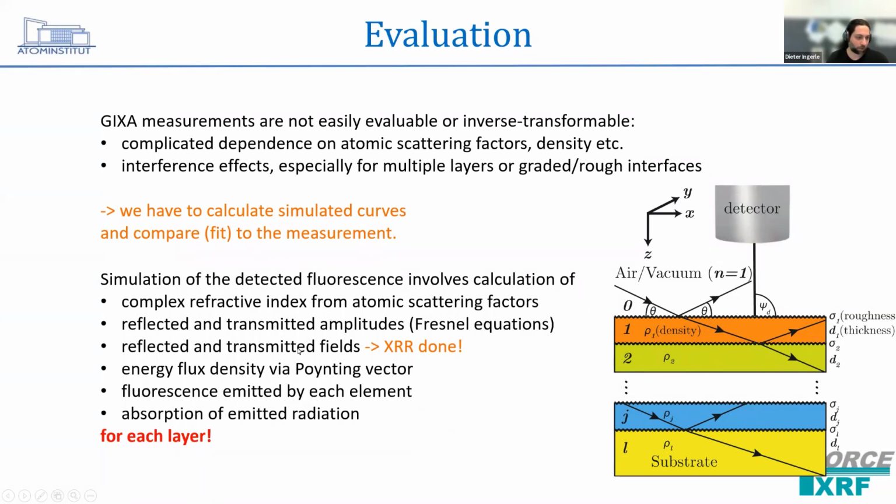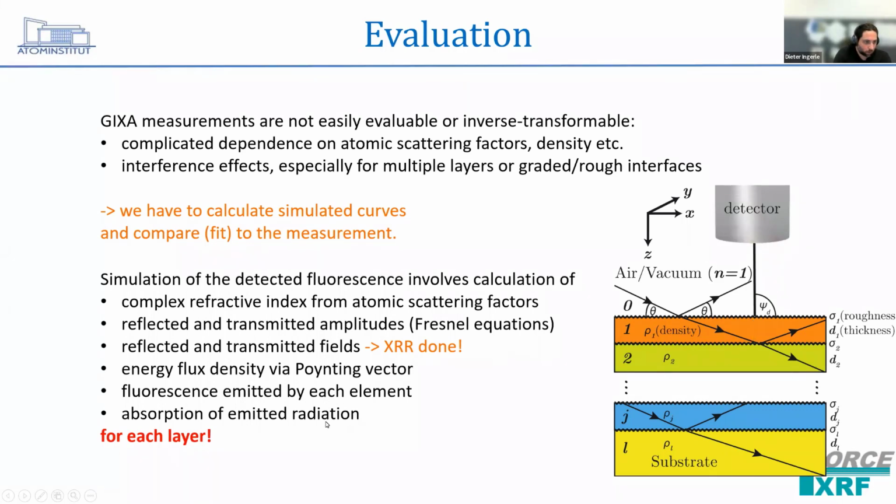Here you're basically already done if you have these reflected and transmitted fields, because the XRR part is just basically the reflected field, more or less. Whereas for the fluorescence, it's a little bit more complicated. You also have to calculate the energy flux in the layers, then calculate the fluorescence from this, and so on. And then also, of course, the absorption of this emitted radiation.